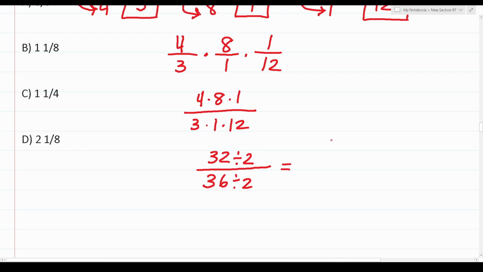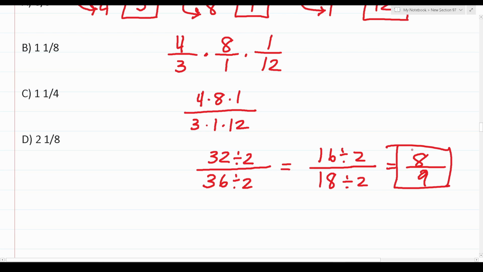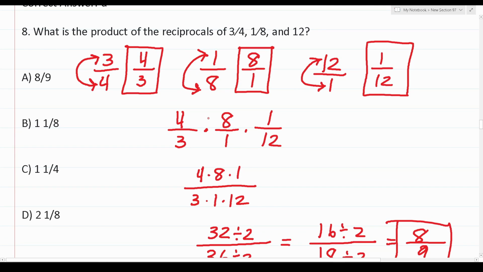32 divided by 2 is going to be 16. And 36 divided by 2 is actually going to be 18. And we can reduce this one more time by dividing 16 and 18 by 2. 16 divided by 2 is 8. 18 divided by 2 is 9. So the product of these reciprocals is actually 32 over 36, which we simplify to be 8/9, which is answer choice A in this case. All right, so that's that one.